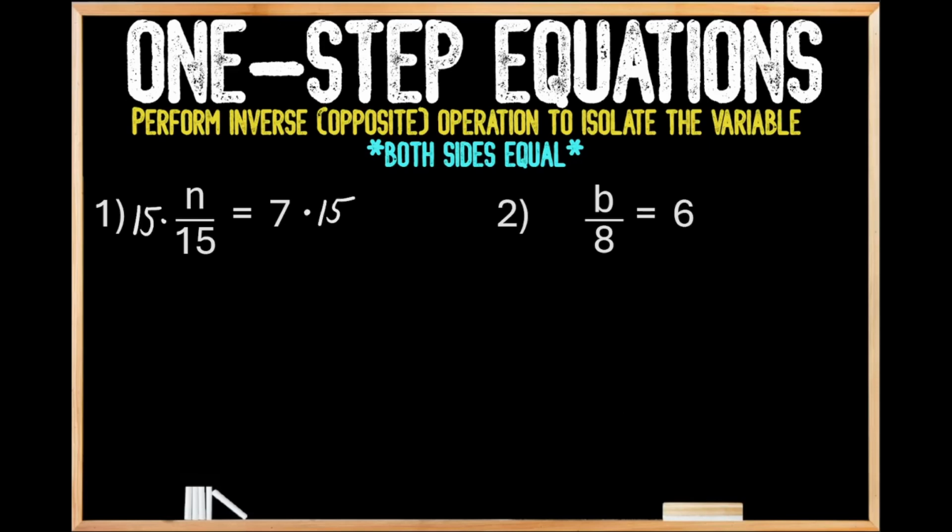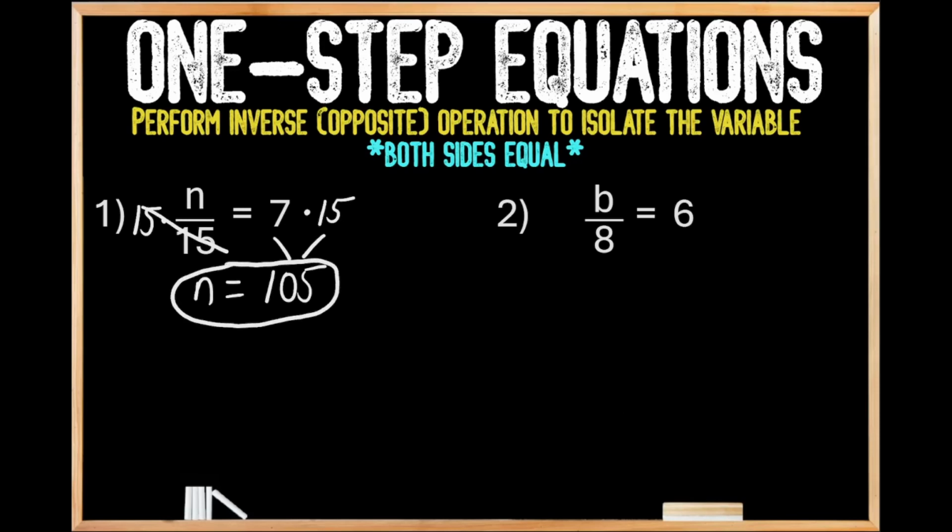So now we're going to go ahead and actually isolate for a variable of n, because multiplying by 15 and dividing by 15 are going to cancel each other out, so now n is going to be isolated, and then we're simply going to multiply 7 times 15, and that's going to give us 105. So that means that n is equal to 105.